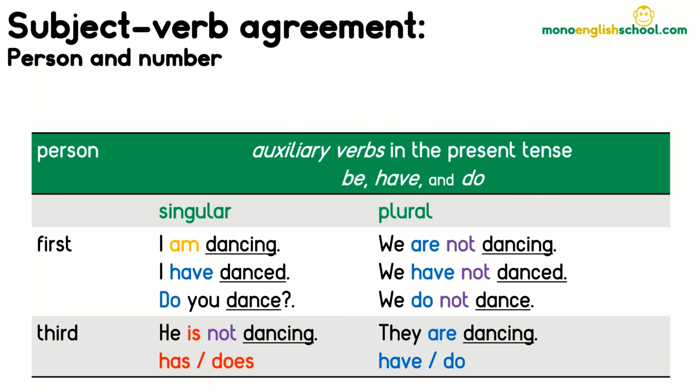With the third person singular of have, we use has, so we could say he has danced. Again, notice how the main verb, in this case dance, remains in the past participle form no matter the subject. And with do, we use does, so we could ask the question, does he dance? Or create a negative sentence, he does not dance. And again, the main verb does not change for any subject.